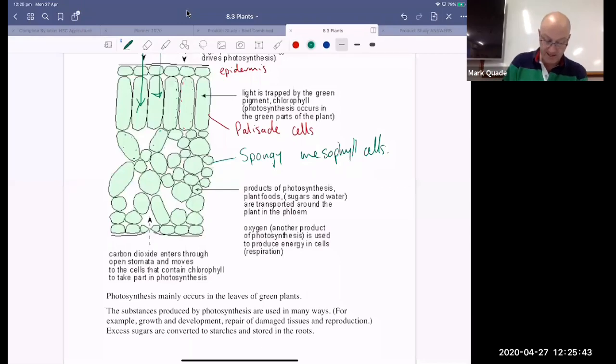Okay, we can see down the bottom here, these two cells are our stomata. Okay, so they create that gap where water can come out, water vapor can come out, and carbon dioxide can go in. Rightio, I hope that helps.